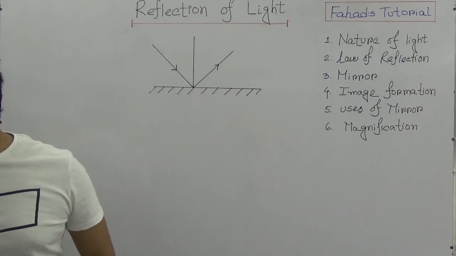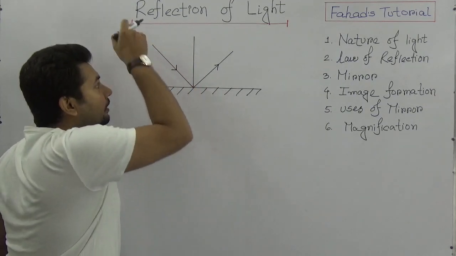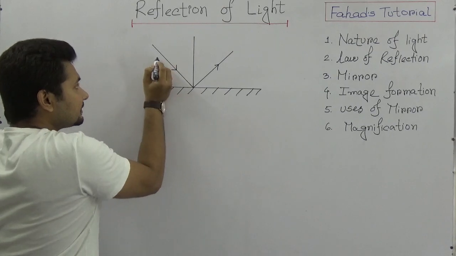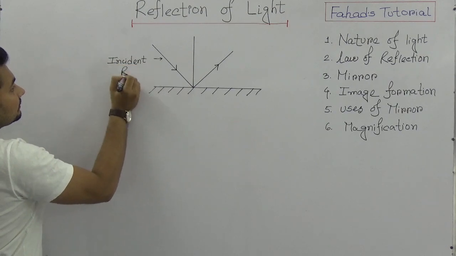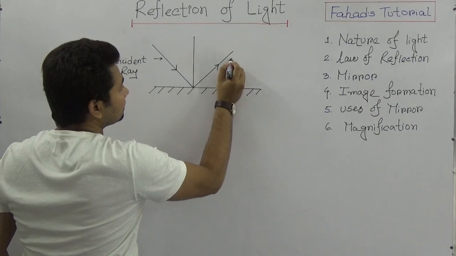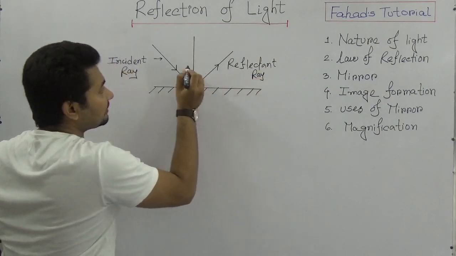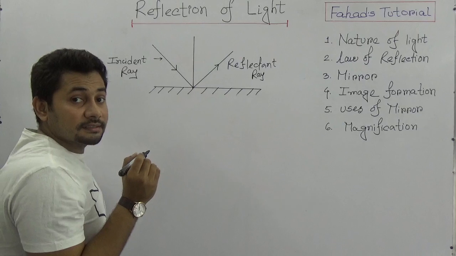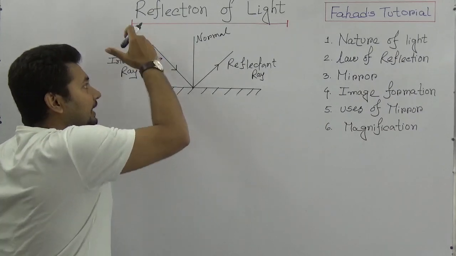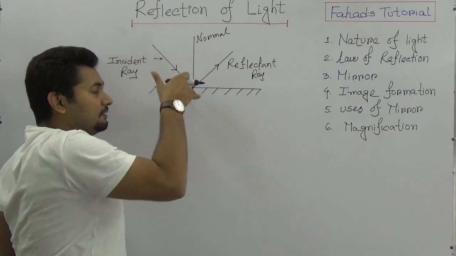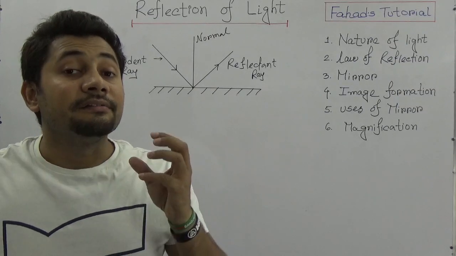As I said, I'm only discussing the reflection of light. Now you see that light is falling down. One ray is falling down. This light is known as the incident ray, and this is known as the reflected ray. The perpendicular at this point is known as the normal. So what's going on here? When the incident ray falls on the surface and goes back to the previous medium, this phenomenon is known as reflection of light.